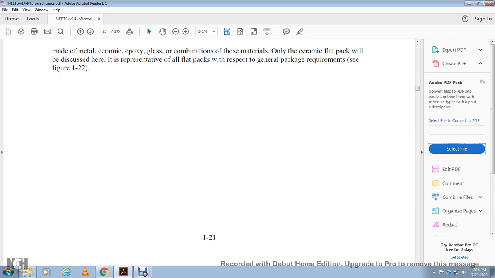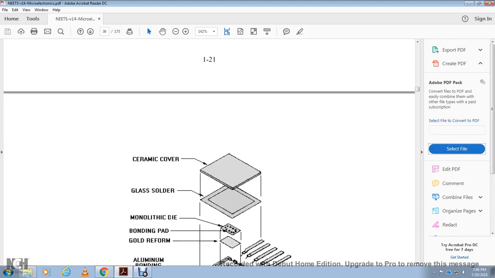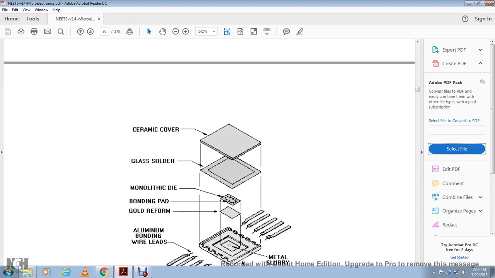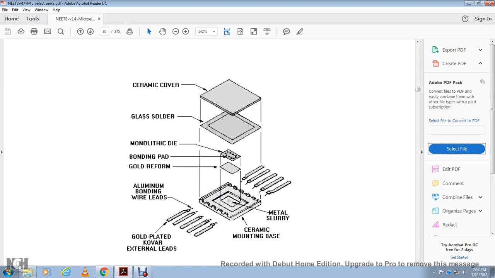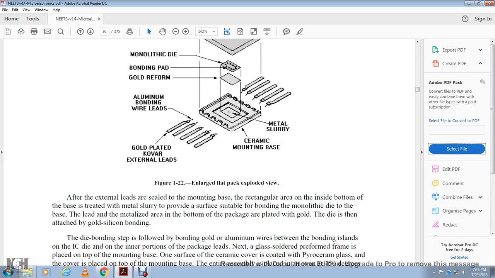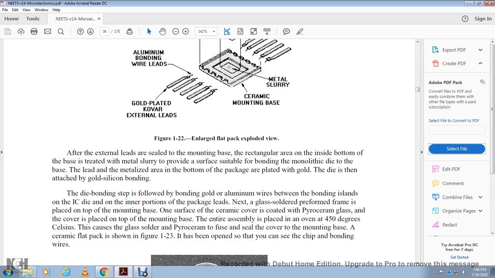See Figure 122. A ceramic cover, glass solder, the monolithic die, the bonding pad, gold preform, aluminum wire bonding wires, metal slurry, ceramic mounting base, aluminum bonding wire leads, gold plated Kovar external leads. After the external leads are sealed to the base, the rectangular area inside the bottom of the base is treated with metal slurry that provides a surface suitable for bonding the monolithic die to the base. The metal area at the bottom of the package is plated with gold, and the die is then attached with a gold silicon bond.